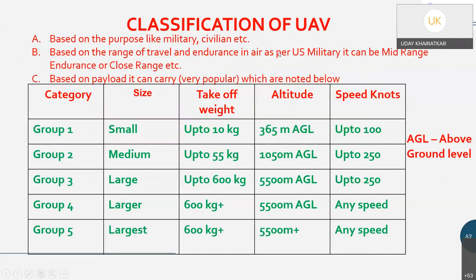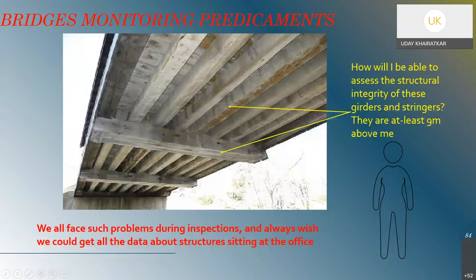So the classification of UAVs is given over here: group 1, group 2, group 3, group 4 and group 5. Normally group 1 is the small size, then group 2 is medium, then large, larger, largest. Actually the weight of the drone plays a very important part in the use of drones. The small ones are only up to 10 kg or so. Medium is up to 55 kg, group 3 600 kg, group 4 600 kg plus. The altitude up to which these drones can fly is 365 meters, 1050 meters, 5500 meters and on. Speeds up to 100 knots, 250 knots, any speed actually; some large drones can go very fast.